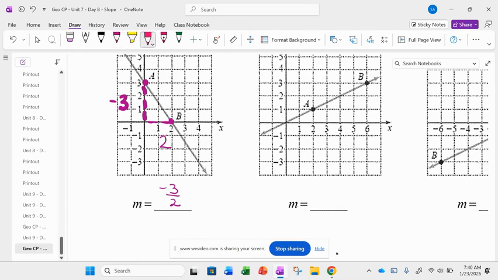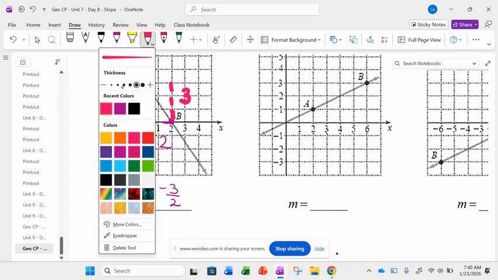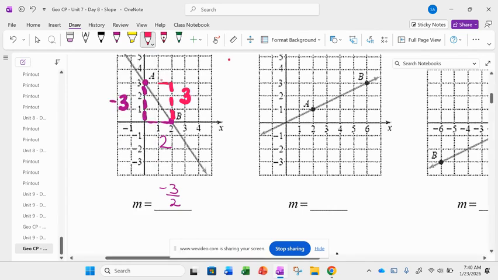Now, you might ask me, well, what if I started at B and I moved towards A? That's okay. If you started at B and you moved towards A, instead of going down 3, you would have gone up 3 for a +3, but then you would have moved left 2. And remember, left is negative, right is positive. So even if you moved from B to A, you still would have ended up with a -3/2. It doesn't matter where that negative is, whether it's in the numerator or the denominator. It doesn't matter.